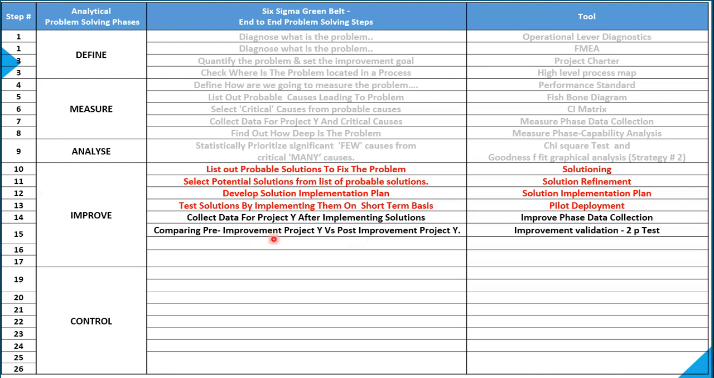So we're going to compare pre-improvement project Y and post-improvement project Y with the help of 2P test. Do you remember we talked about 2P test in one of our question? And we mentioned that we'll look into 2P test in an improve phase. So this is what we're going to look into the next video.